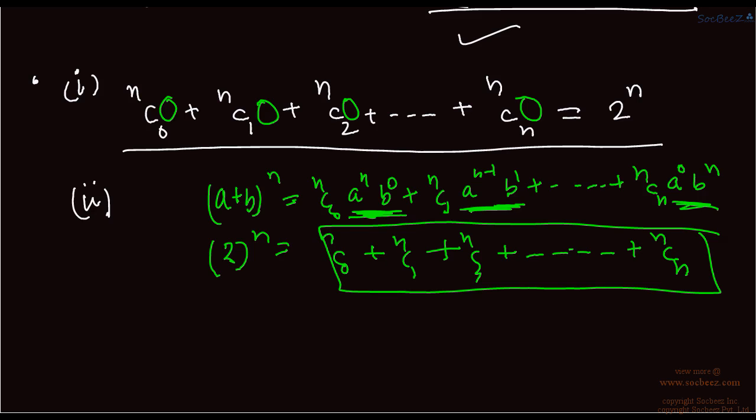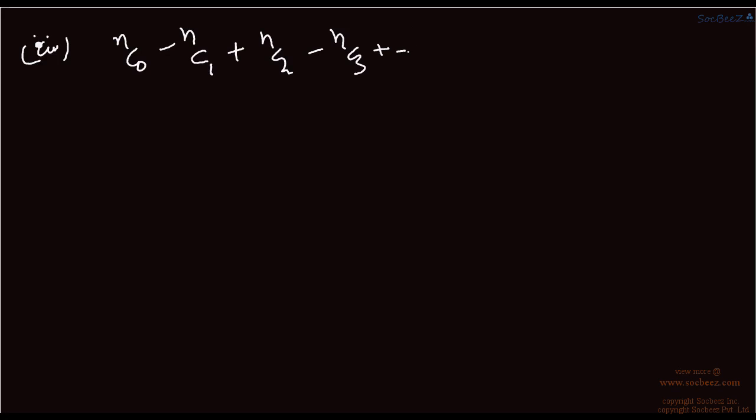The next set of properties will be alternate sign. Let me write it here. Second property, that will be nC0 minus nC1 plus nC2 minus nC3 plus, up to plus minus 1 to the power n nCn. This is always 0. Now I don't need to prove this property. You can easily do it by putting b as minus b and a and b as 1. You will get 0 on the LHS.